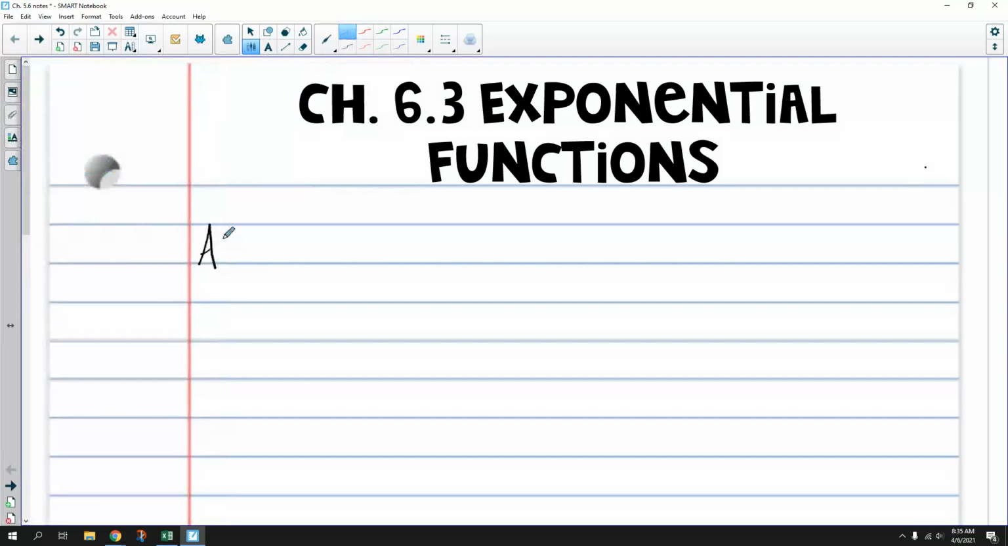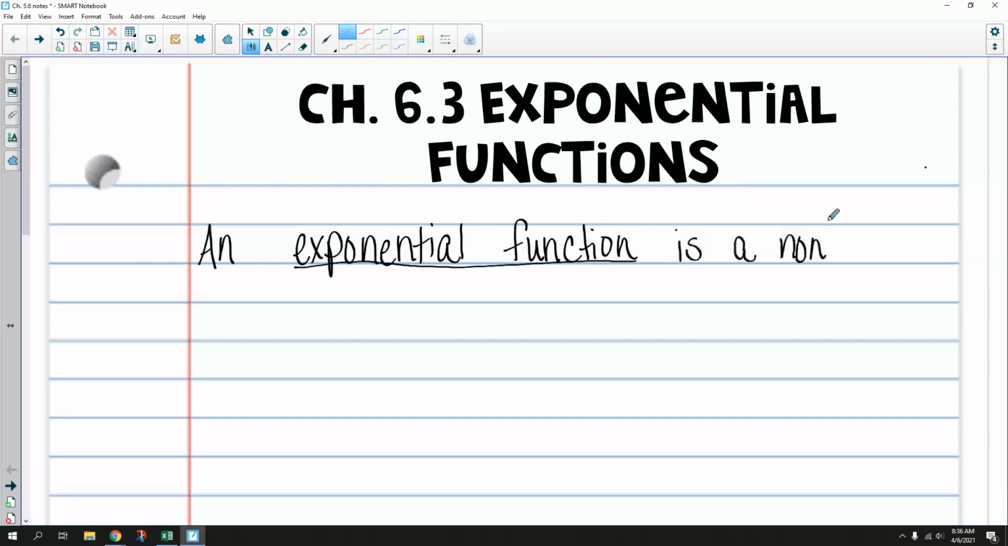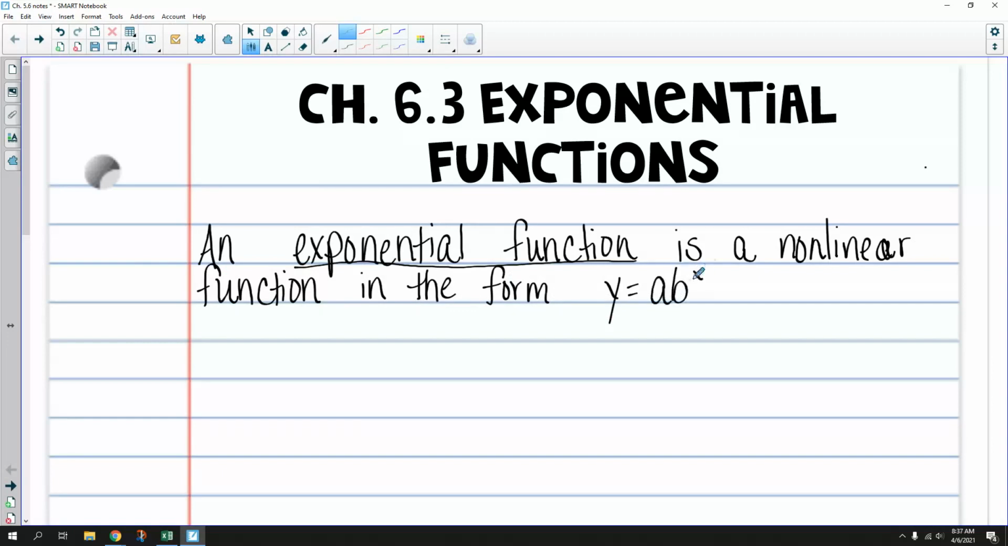Okay, so let's write that down. An exponential function is a nonlinear function in the form y equals ab to the x power.